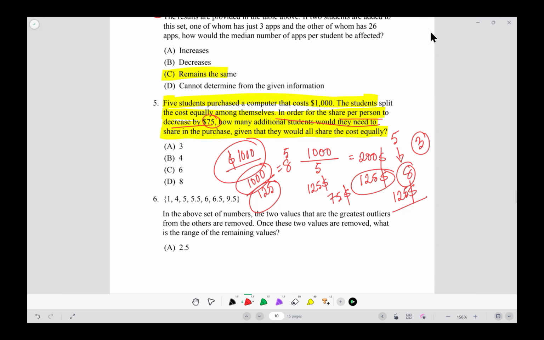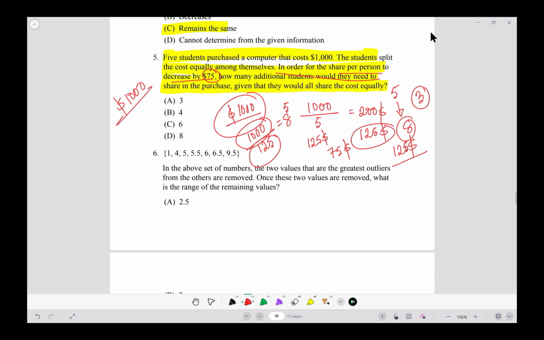Five students. Do you find this problem complex? Do you have any issues with this problem? No? Okay, I'm just telling you that all the computers cost $1,000, and they have decided to share it equally.